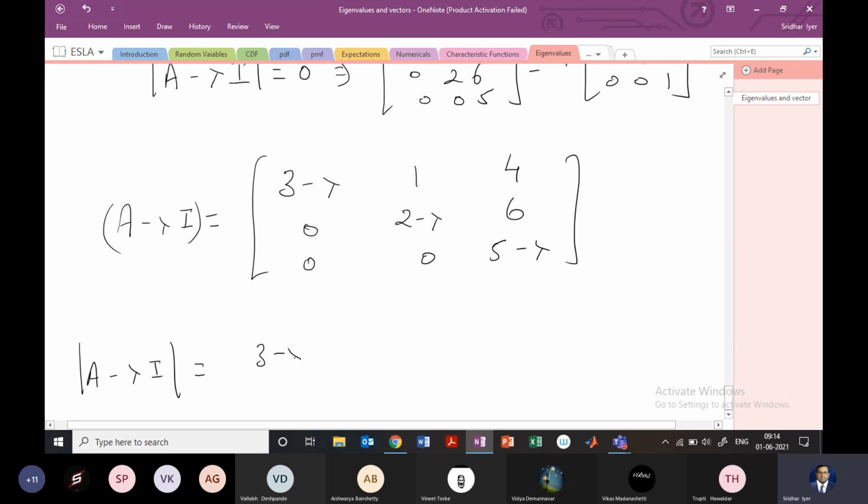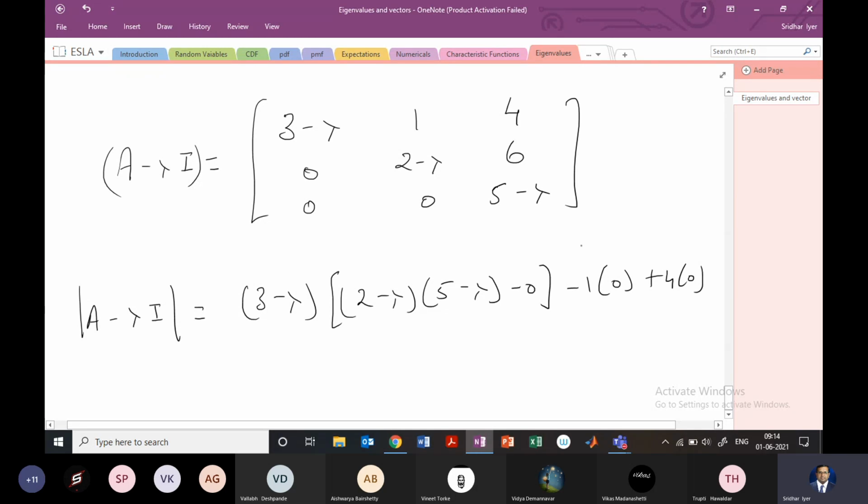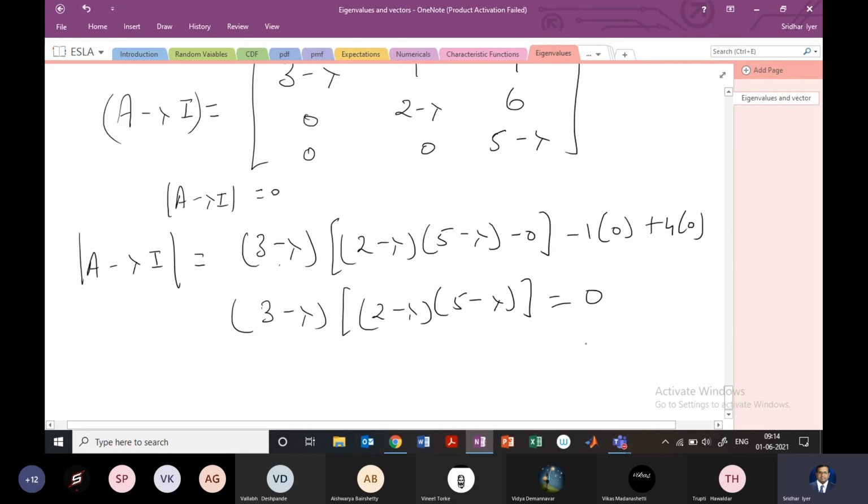Therefore, this will be 3 minus lambda, 2 minus lambda into 5 minus lambda minus 0, minus 1 into 0 plus 4 into 0, right? And this determinant is equal to 0. So we'll equate it to 0 later on after solving this, right? Because the characteristic equation is the determinant of A minus lambda I equal to 0. So here we have 3 minus lambda into 2 minus lambda into 5 minus lambda. Rest terms are 0 and so we'll equate it to 0, right?